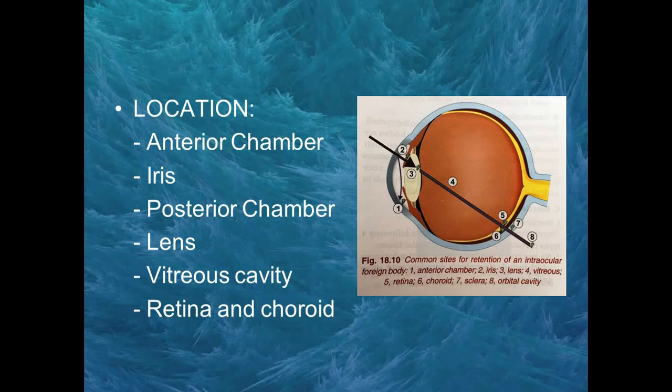Once a foreign body enters the eye, it can be located anywhere from the anterior to the posterior part of the eye. So the different locations include the foreign body can be lodged in the anterior chamber, where it usually sinks to the bottom. It can get entangled into the iris. It can also enter the posterior chamber. It can get lodged inside the lens. It can go posteriorly through the lens and enter the vitreous cavity, and can also go posteriorly and lodge itself into the retina and choroid. So these are the different locations that a foreign body can be present inside the eye.